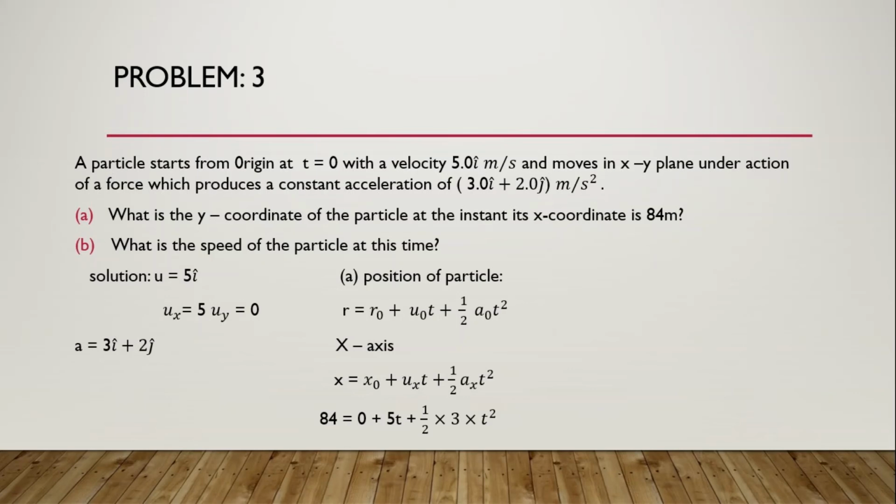Here they have given the velocity 5.0 i cap meter per second, that is our initial velocity, and ux is equal to 5 along the x component and 0 along the y component, right? So a is equal to 3 i cap plus 2 j cap, which is our acceleration. Now what is the position of the particle? So we have to find the position of the particle.